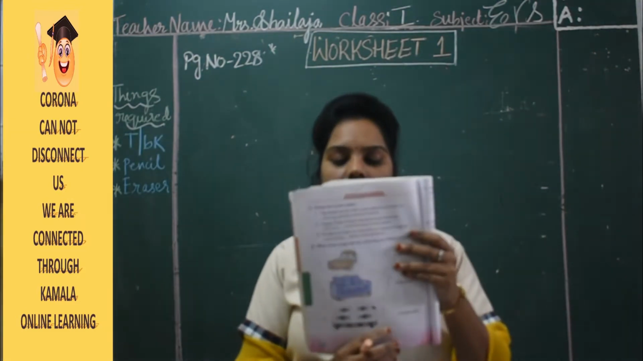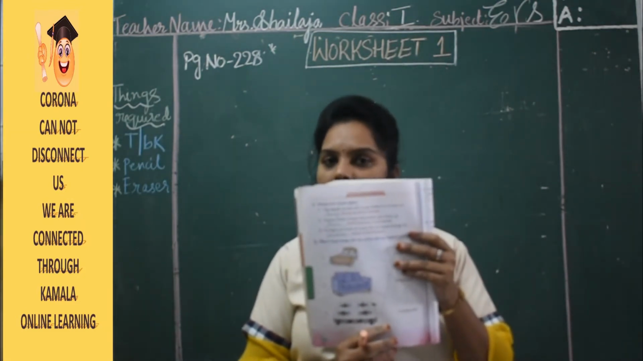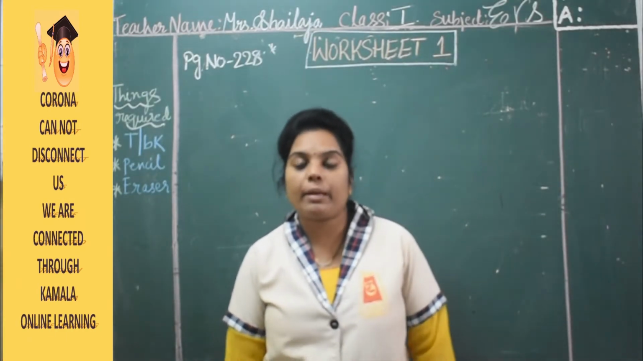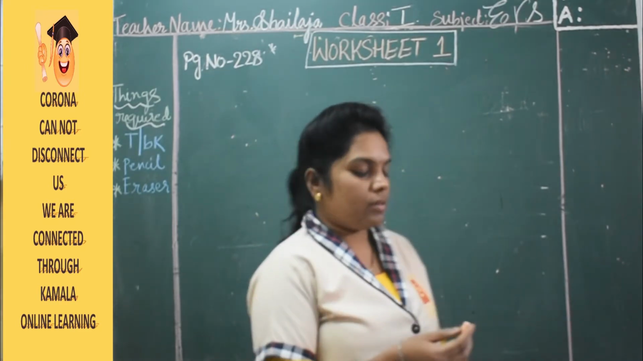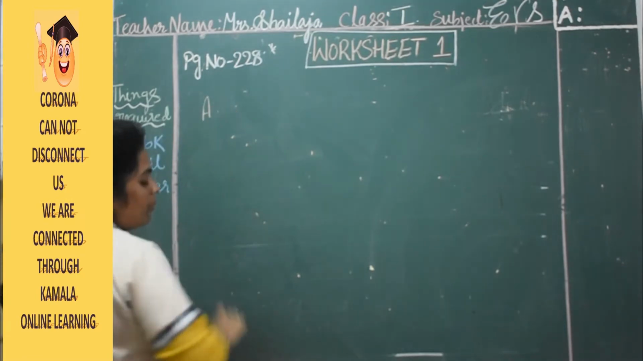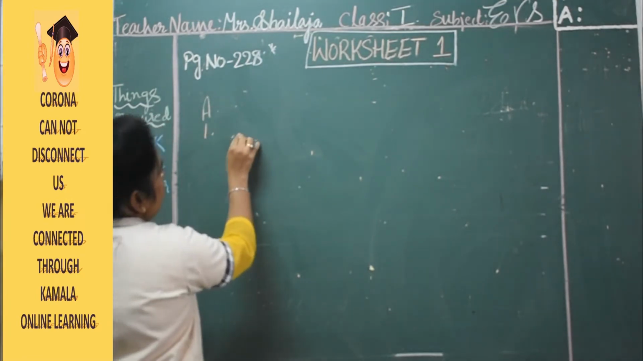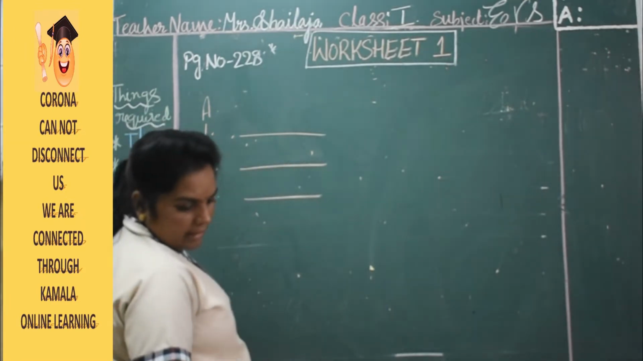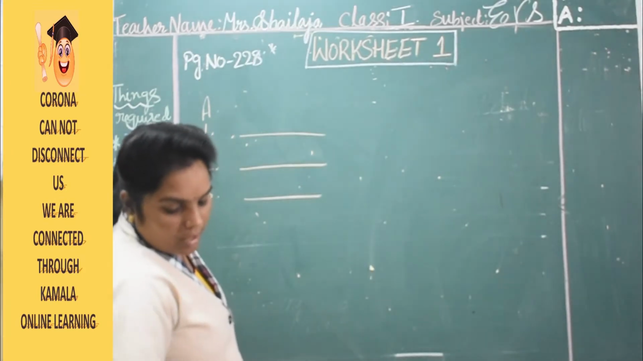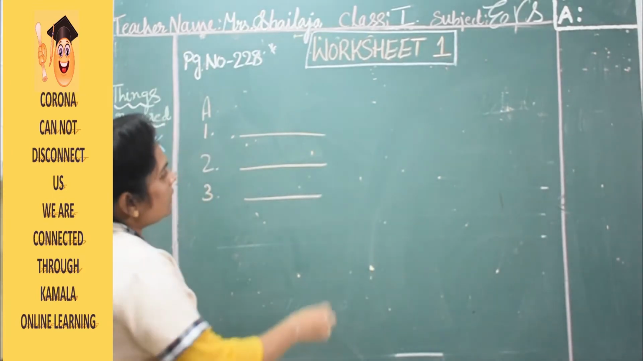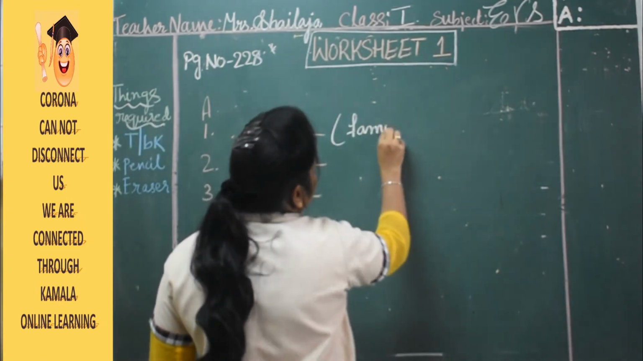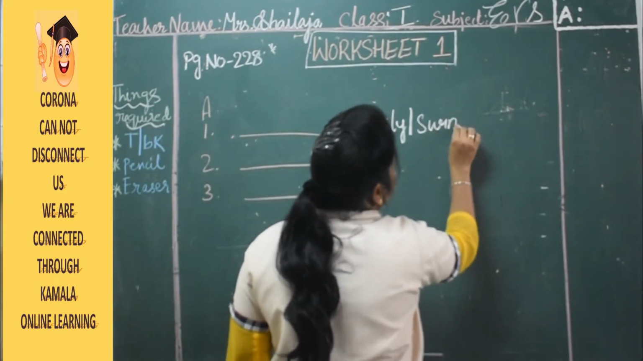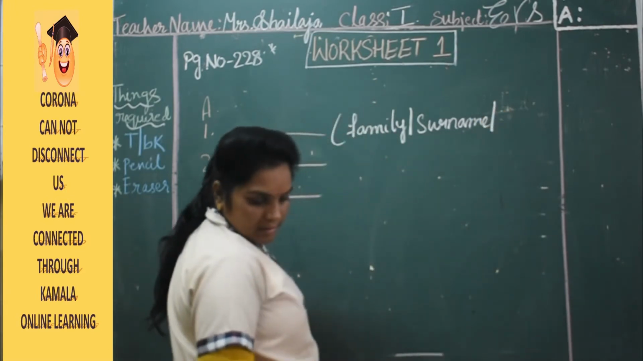Look at this one. Now choose the correct options. First, A. Choose the correct answer. I am going to write only the answers on the board, so you should copy down. How many do we have? 3, right? Now here inside you have options also. I'm going to write the options on the board. That is family, surname and member.